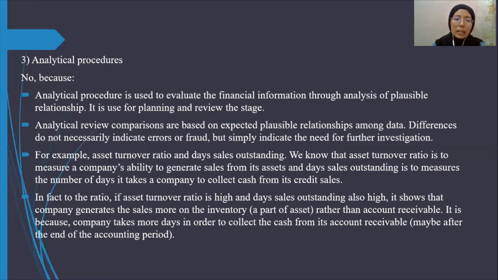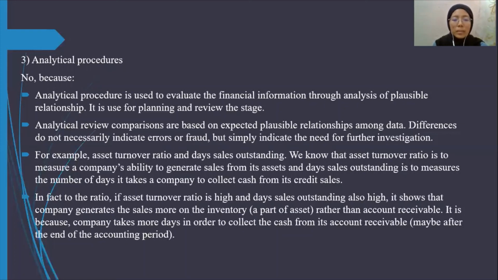The third is analytical procedure. We plan not to emphasize this test because we know the analytical procedure is used to evaluate the financial information through analysis of possible relationships. It is also used for the planning and review stage. Analytical review comparisons are based on the expected plausible relationship among the data. Inferences do not necessarily indicate errors or fraud, but simply indicate the need for further investigation.